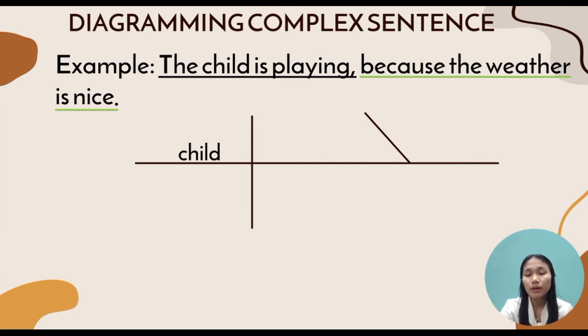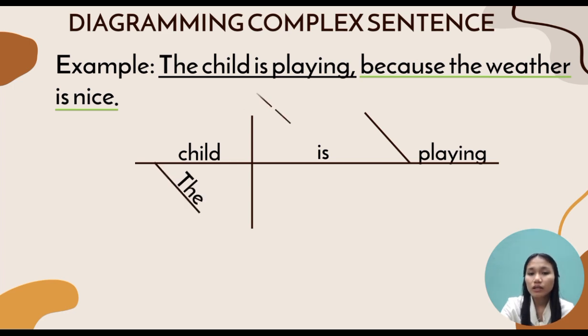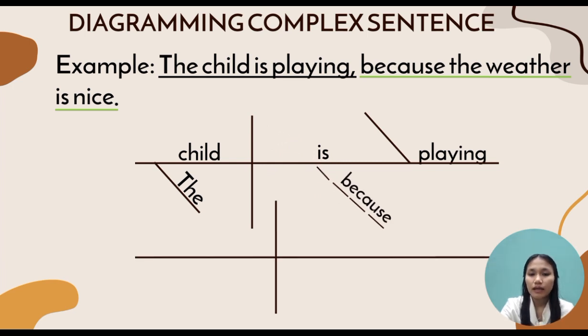That is why we are going to make use of a slanting line, but it should be on top and inverted. So is is our helping verb and playing is our verb. Again, because is our subordinating conjunction, that is why it should be written using a broken line below our helping verb. And next, again, weather is our subject, nice is the verb, and is is our helping verb.